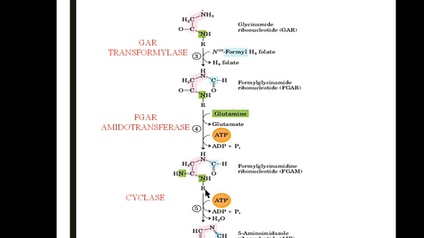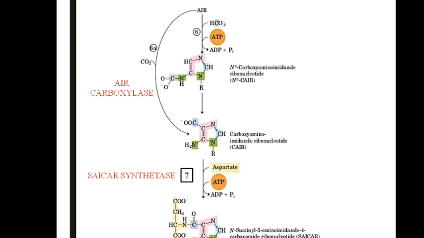After that, the ring closure has to take place at step number 5, and for the ring closure it requires an ATP molecule with the removal of water. So thus a ring is formed at this junction, there is a cyclization. Once the ring is formed, another compound that is importantly synthesized is by the addition of respiratory carbon dioxide, giving rise to something called carboxyaminoimidazole ribonucleotide. This is an imidazole ring.